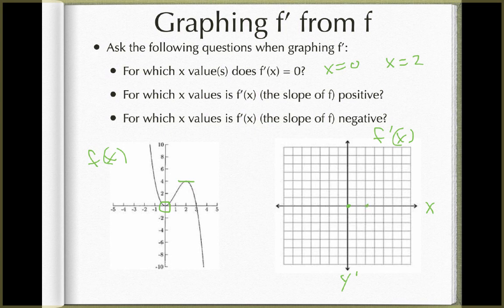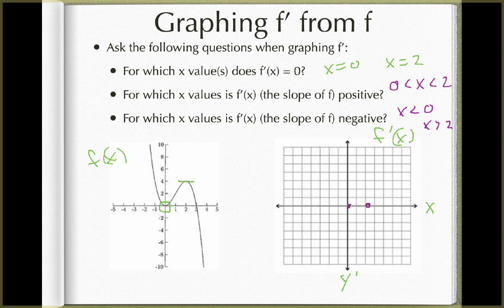Let me use a different color. So at 0 and 2, we know that's where our slopes are 0. Then it says, when are our slopes positive? Well, our slopes are positive when we're going between 0 and 2. So 0 less than x less than 2, we are positive. And we are negative coming in from the left, so x less than 0, and again, x greater than 2.